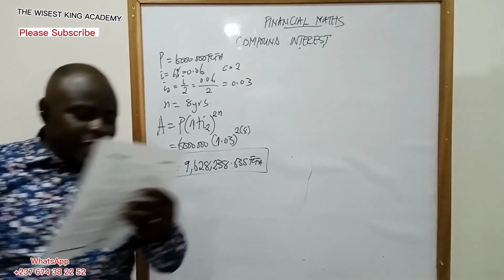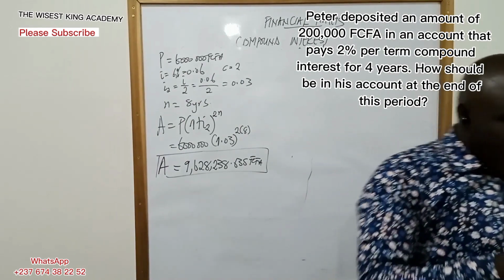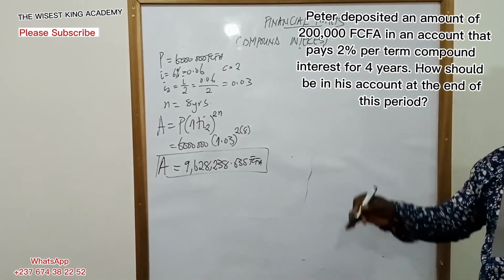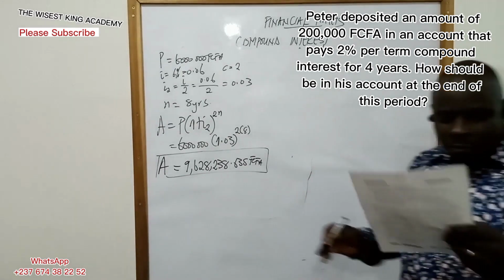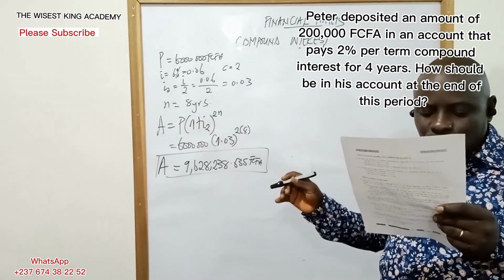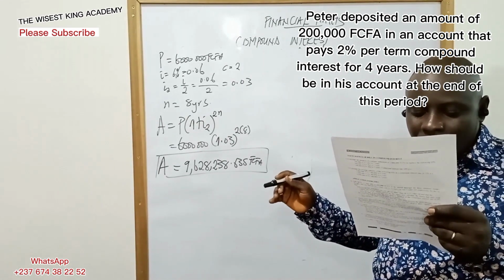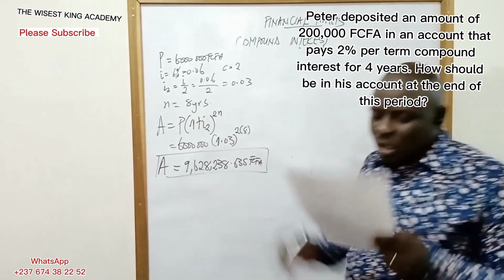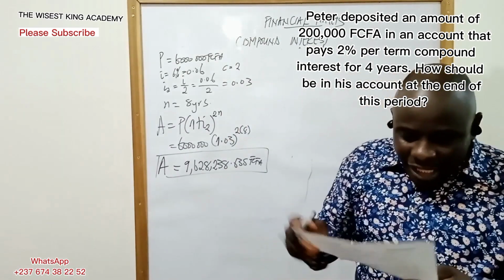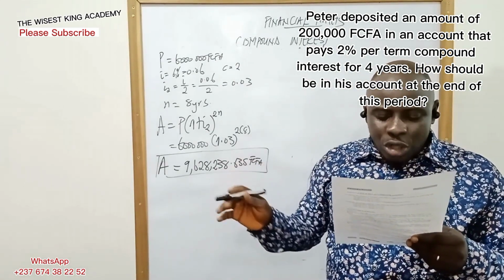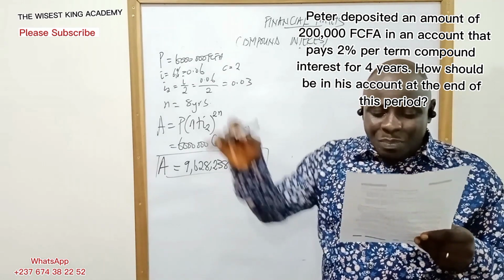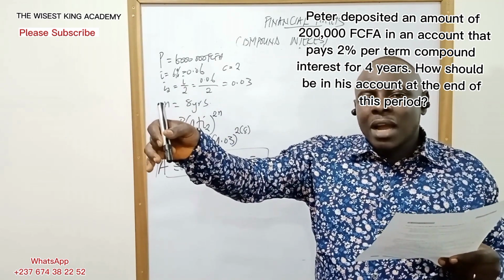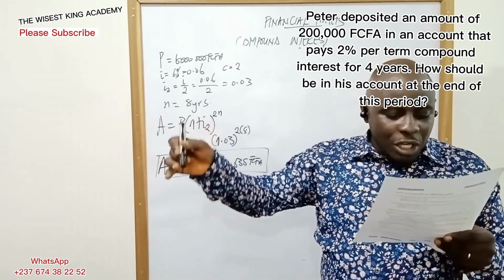Example number 6. Peter deposited an amount of 200,000 francs in an account that pays 2% per term compound interest for 4 years. How much should be in his account at the end of this period? Let me read it again. Peter deposited an amount of 200,000 francs in an account that pays 2% per term. Per term means per quarter, right? Per trimester. Compound interest for 4 years.